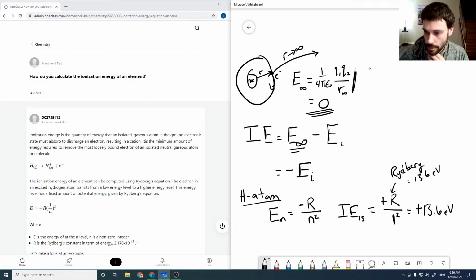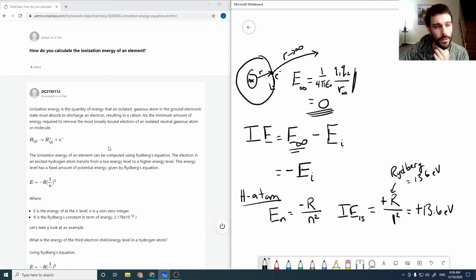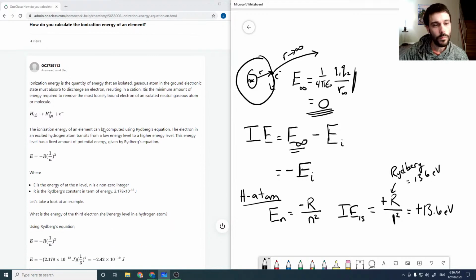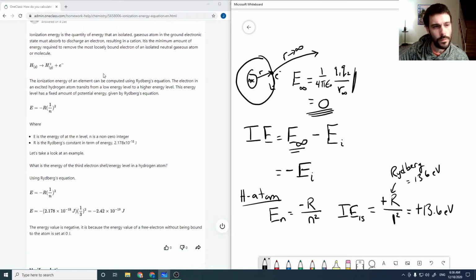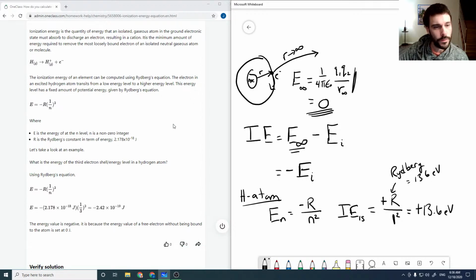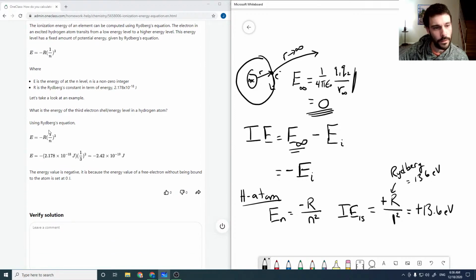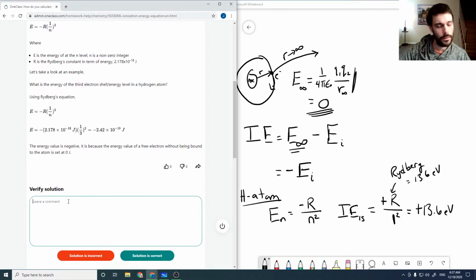Okay, so I think that's a pretty good description for ionization energy. If we check the written solution, you can have an ionization energy from any orbital, but it would typically be the ground electronic state. It can be computed using Rydberg's equation, especially for a hydrogen atom. And so these are the energies, so that looks good.